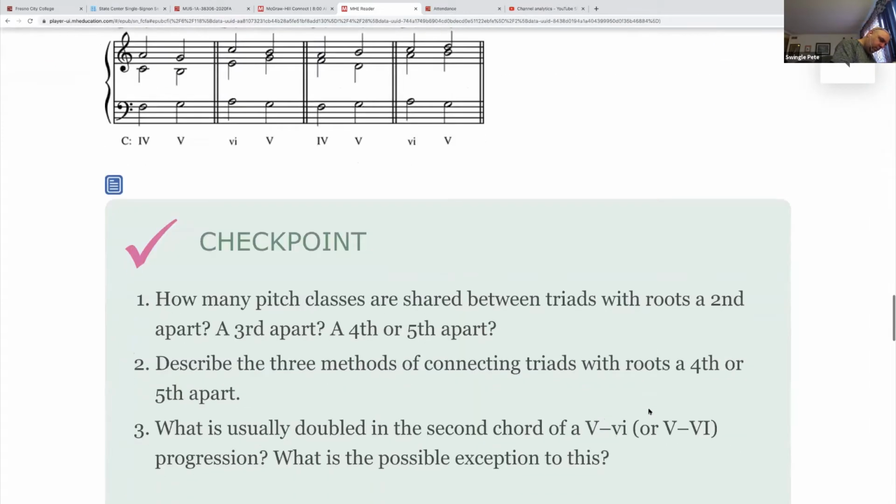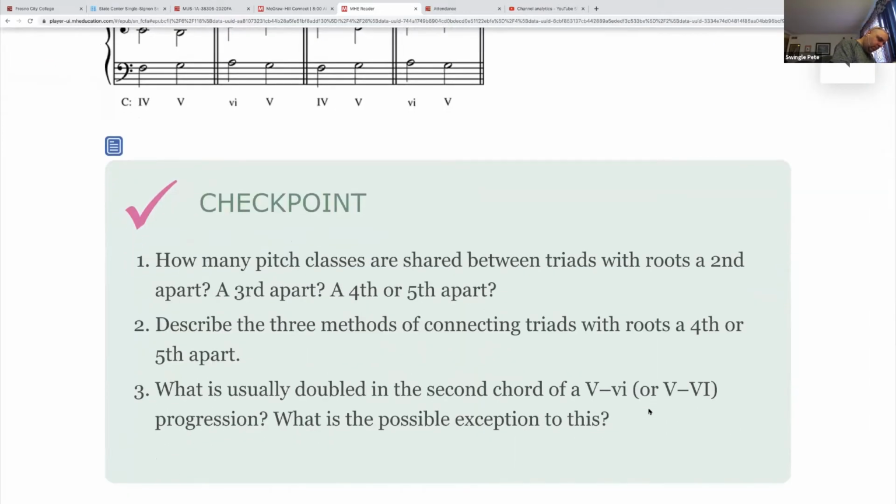Okay, let's go on to this checkpoint quiz. How many pitch classes are shared between triads with roots a second apart? None. What about a third apart? Two common tones. A fourth or a fifth apart? Just one. Good.